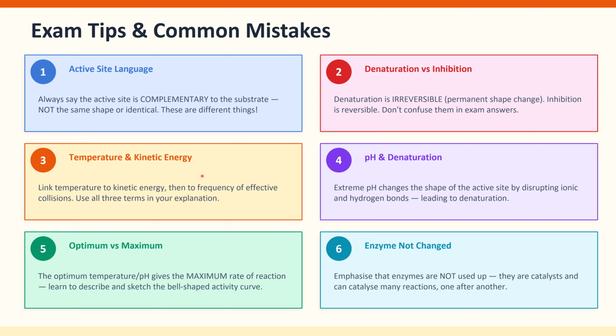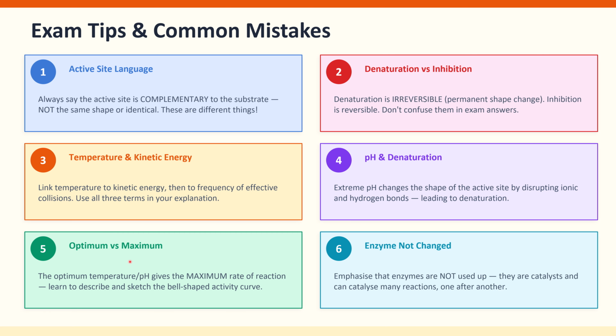Third is temperature and kinetic energy. Link temperature to kinetic energy, then to the frequency of effective collisions. Use all three terms in your explanation. Fourth is pH and denaturation. Extreme pH changes the shape of the active site by disrupting ionic and hydrogen bonds, leading to denaturation.